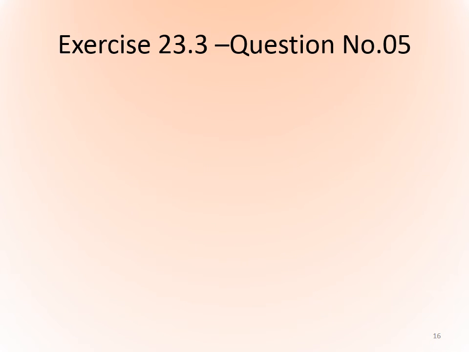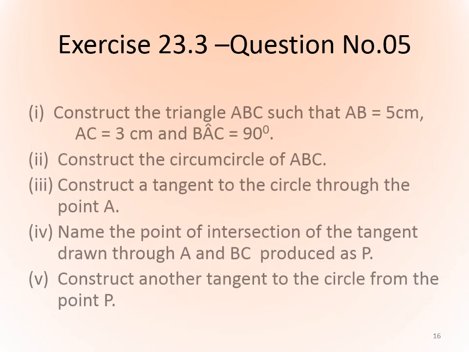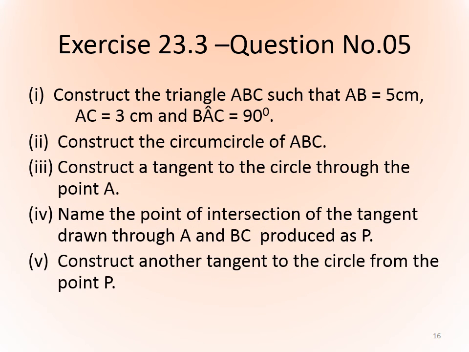Exercise 23.3, question number 5. First one, construct the triangle ABC such that AB equals 5 centimeters, AC equals 3 centimeters and angle BAC equals 90 degrees. Second one, construct the circumcircle of ABC.